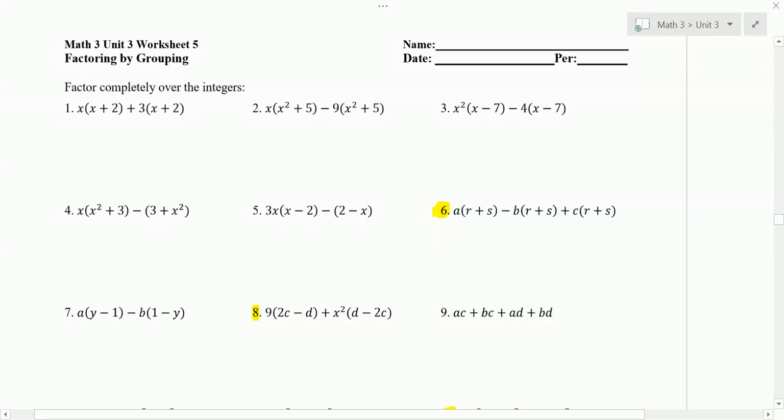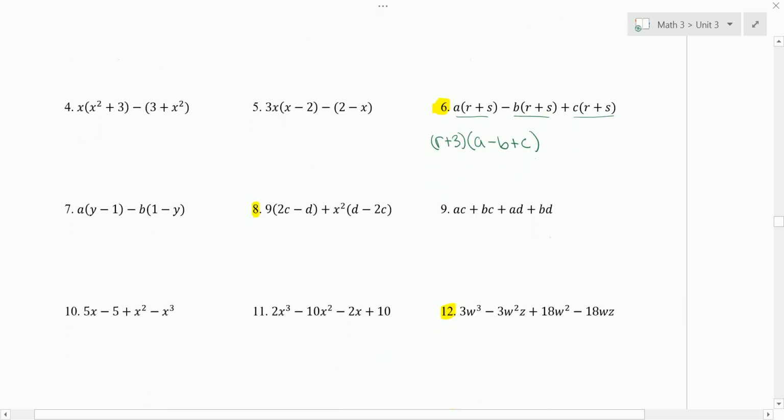I'm going to work through a few factoring problems and others as well from the Math 3 Unit 3 Worksheet 5, starting with number 6. Number 6, we need to look at these three terms that I'm underlining and ask ourselves, what can we divide all three by? All of them have an r plus s. So we divide each one by r plus s, and what's left is an a minus b plus c. And it's factored.